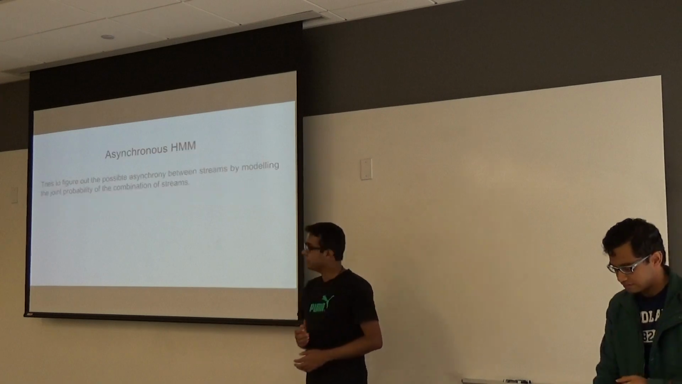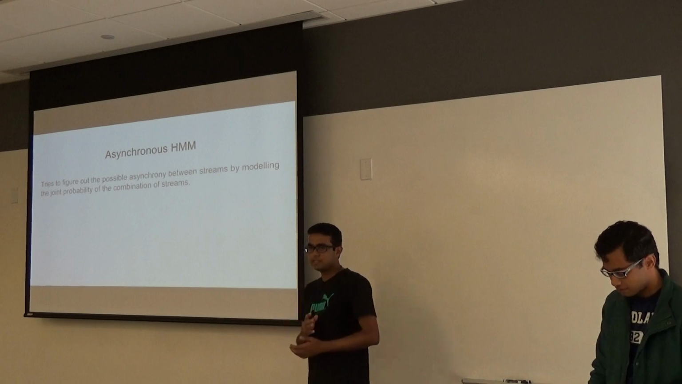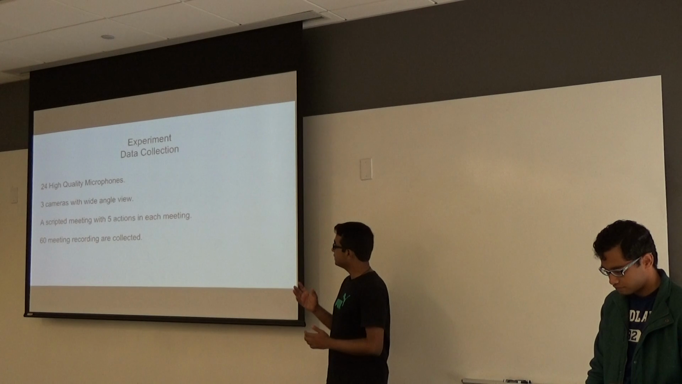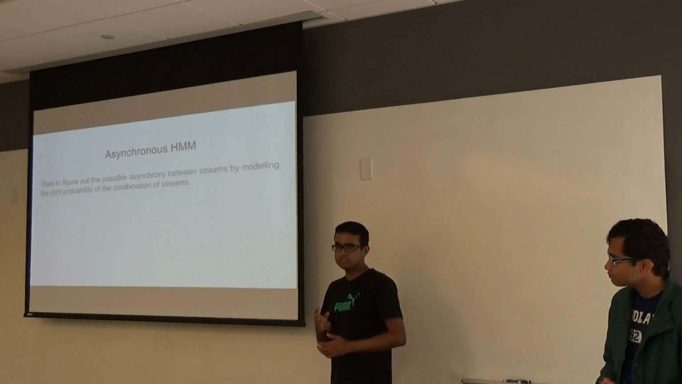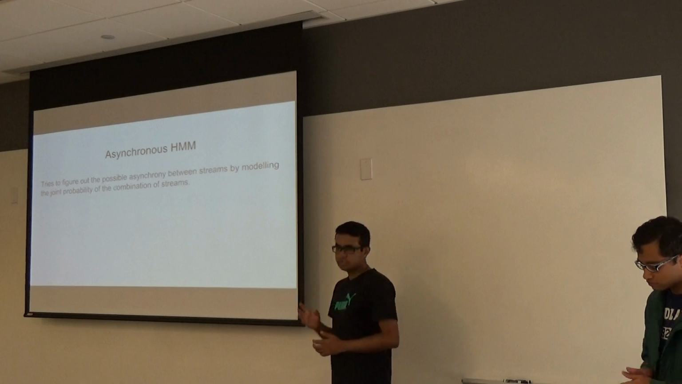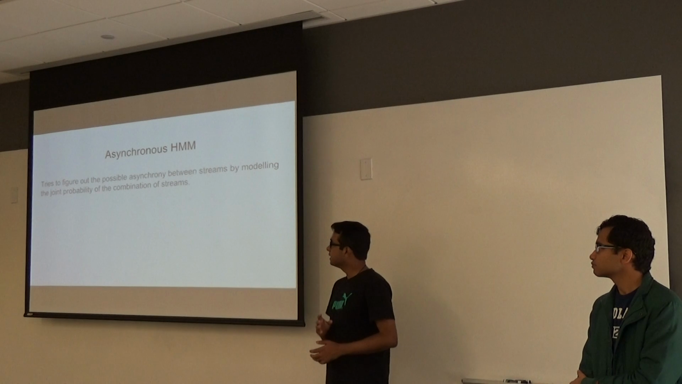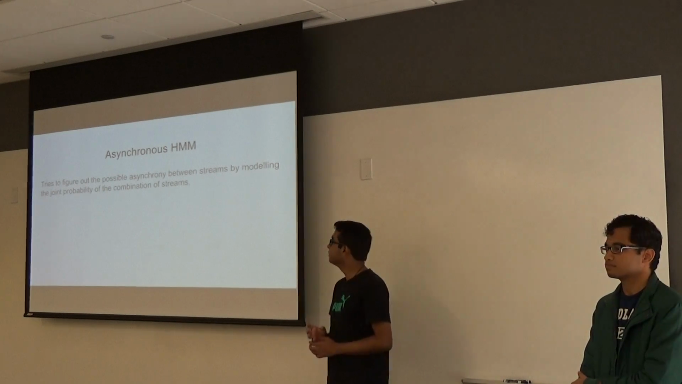Whereas there is another way called the asynchronous HMMs, and in this we calculate the asynchrony by calculating the joint probability between the streams. But as the number of streams increases, there will be an exponential increase in the time complexity. So this asynchronous HMM has a limitation in terms of the number of streams which you can model, and there are algorithms currently being studied to reduce this time complexity.